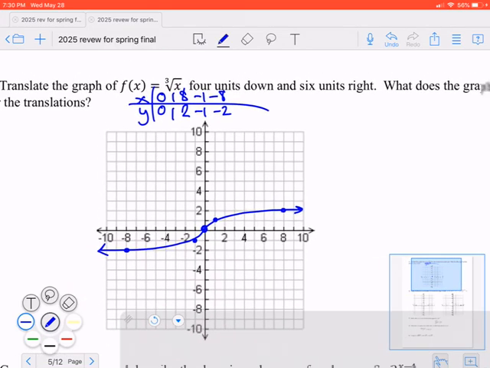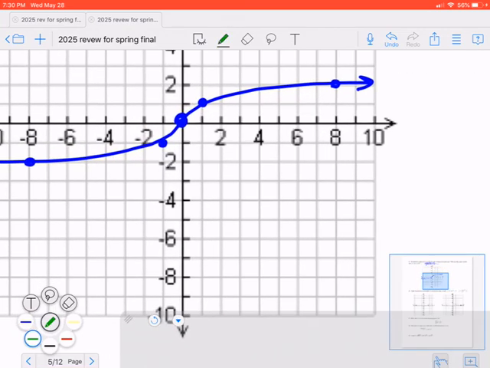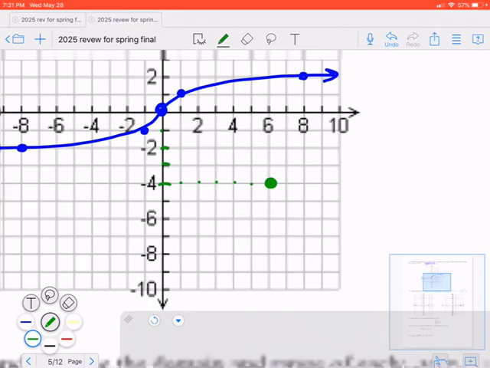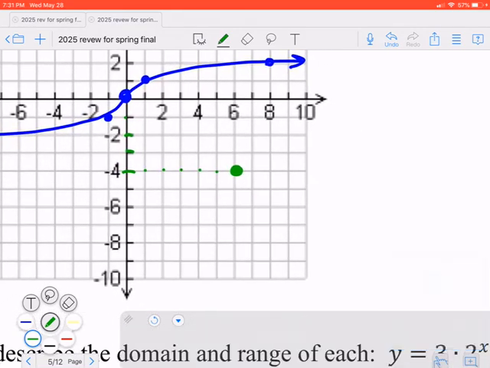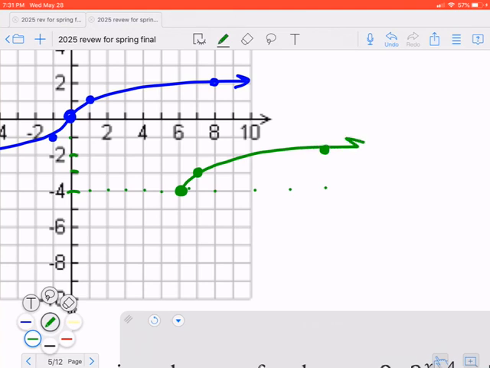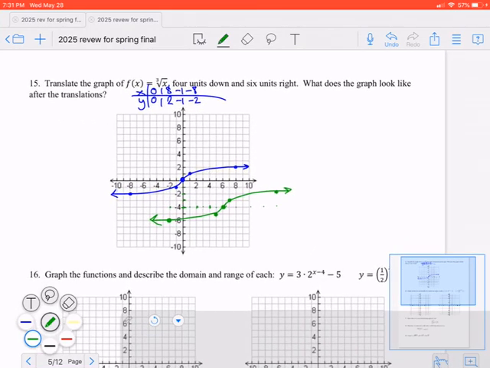So now we're going to move this 4 units down and 6 units right. 1, 2, 3, 4 units down, 1, 2, 3, 4, 5, 6 units to the right. And it would have the same proportions. Over 1, up 1. Over 2, 4, 6, 8, up 2. And left 1, down 1. And left 2, 4, 6, 8, down 2. There we go. What does the graph look like? There it is.